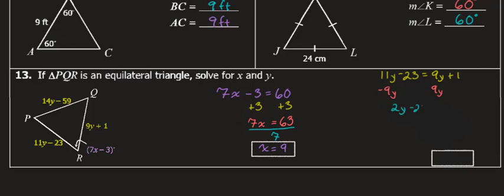2y minus 23 equals 1. Add 23 to both sides. 2y equals 24. Divide by 2, and y equals 12. This concludes the notes for 1.8 equilateral and isosceles triangles.